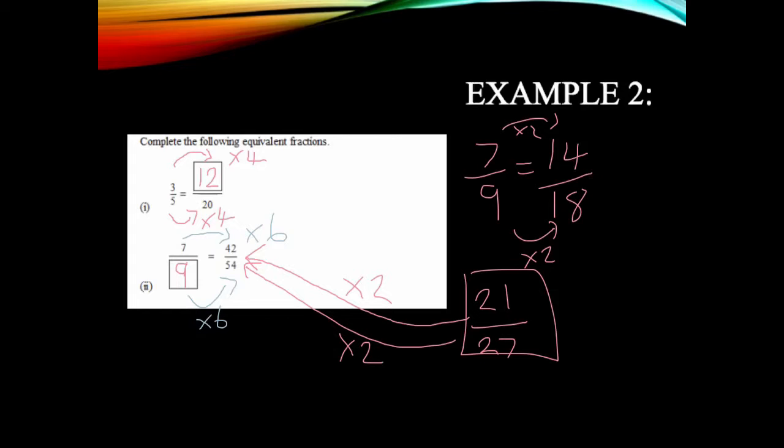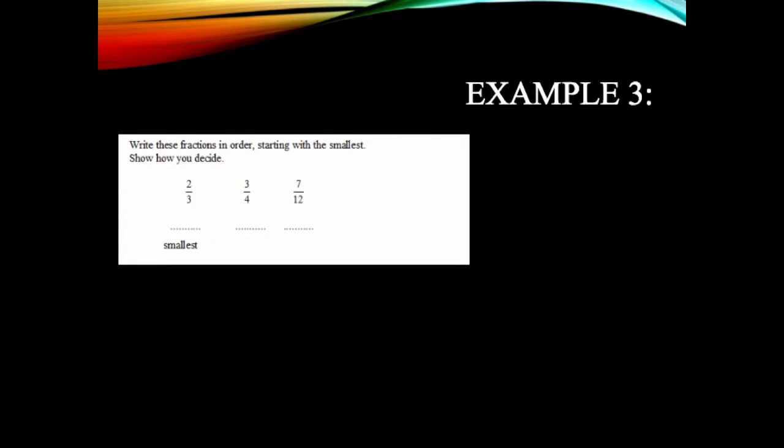Let's have a look at another example. This time we're going to look at ordering these fractions, starting with the smallest. Now, in order to do that, I'm going to suggest that what we do is make these fractions equivalent with the same number on the bottom. If we have the same number on the bottom, then we can just look at the numbers on the top and order those smallest to biggest. Now, in order to do that, we need to work out how we can convert these numbers to have the same number on the bottom.